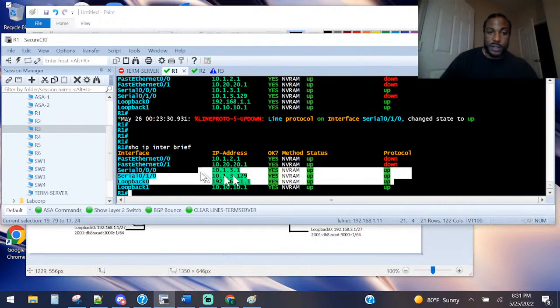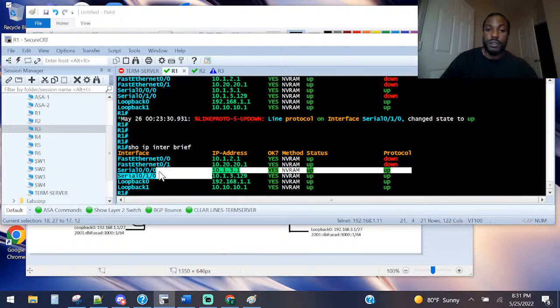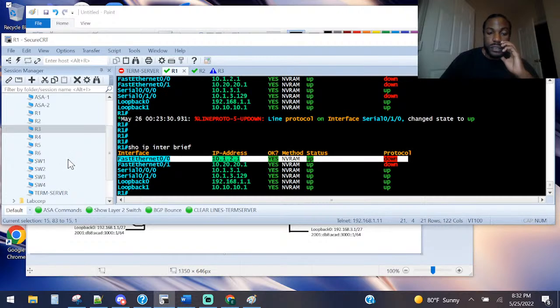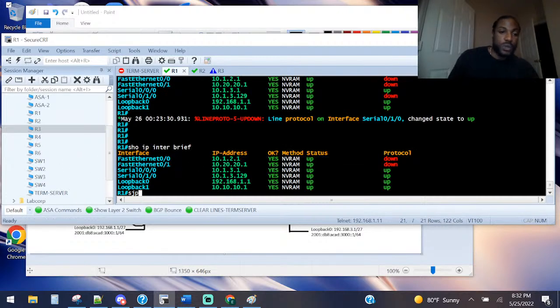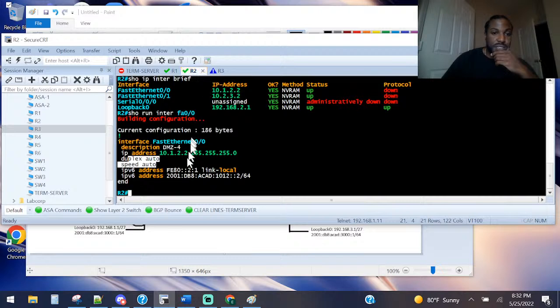Alright, so now that serial interface is up. It might have just been, hopefully it stays up this time. Definitely a cabling issue. Alright, now we need to figure out what's going on with that one over there. It's not shut down, right? Show run interface FA0/0. It's not shut down over here either. Right? And router 2, he's not shut down over there.